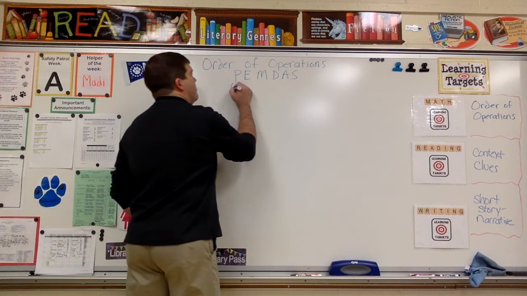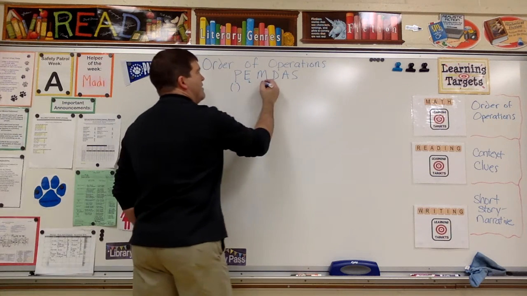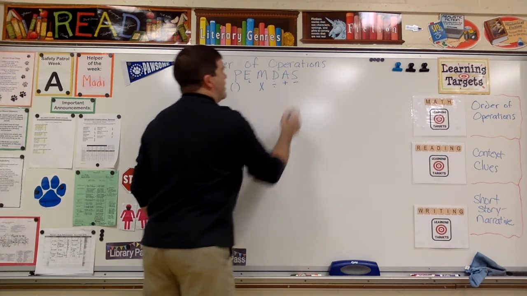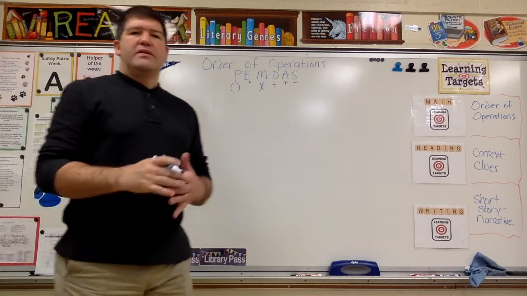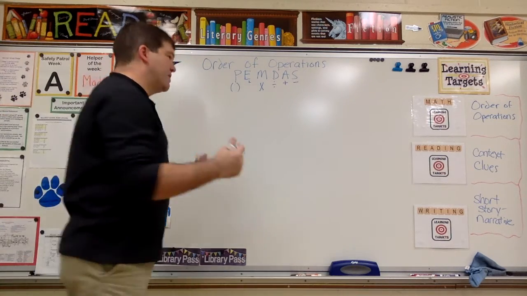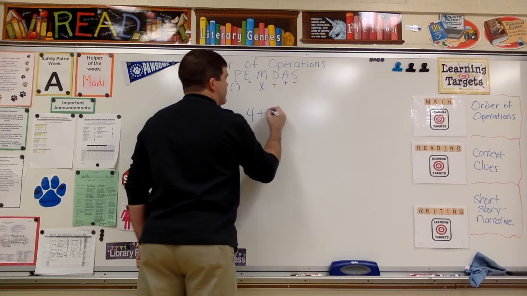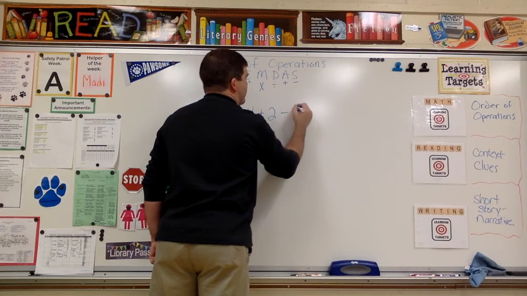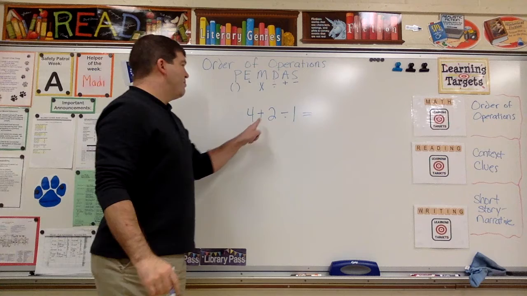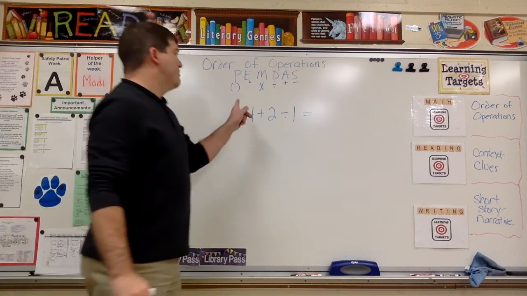This is parentheses. This is exponents. This is multiplication, division, addition, subtraction. And that's always the order that you do things when you encounter a problem, such as, say you have 4 plus 2 divided by 1. You don't go 4 plus 2 divided by 1. You have to do the division first.